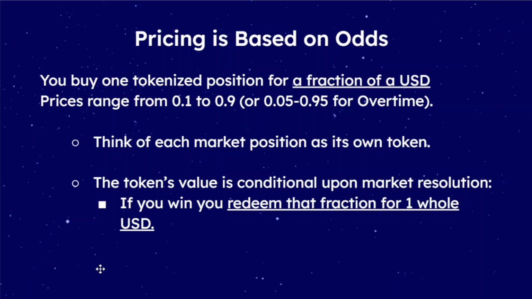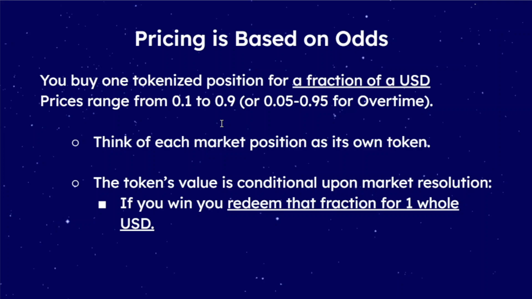The way the pricing works for a tokenized position in a market, you are buying a single tokenized position for a fraction of a USD, and that's how the pricing is displayed. So prices for positions on Thales go from 0.1 to 0.9 at the moment, and then for Overtime, they are at 0.05 to 0.95. And the best way to think of this is each market's position as its own token.